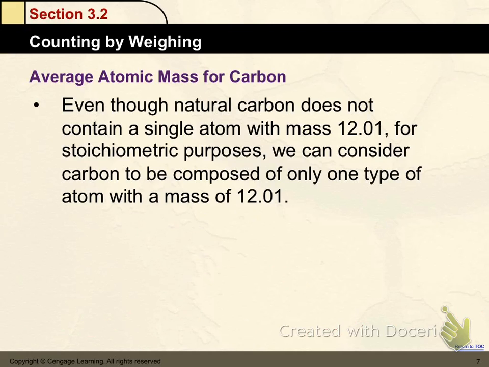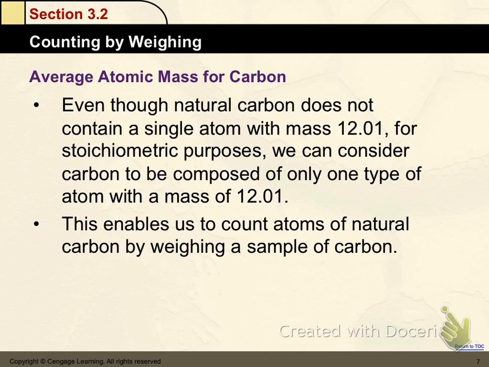And for stoichiometric purposes, when we're trying to calculate out how much product is being produced in a particular reaction, it's that number, the average atomic mass, that's going to be important to us. And it's this number that allows us to count atoms of natural carbon by weighing. It's this number that allows us to essentially calculate the amount of peanuts in the bag without having to count them.